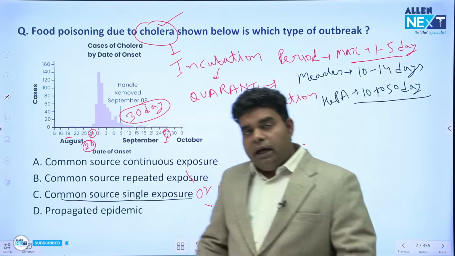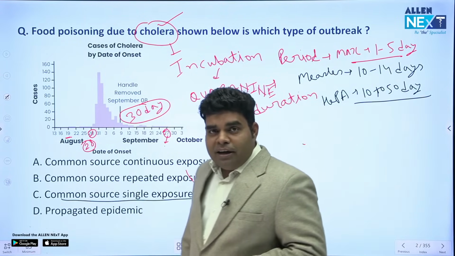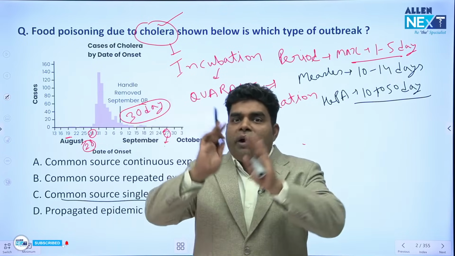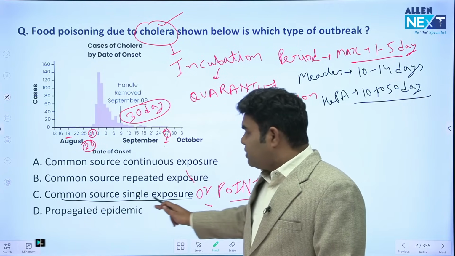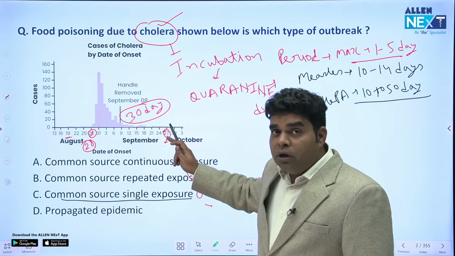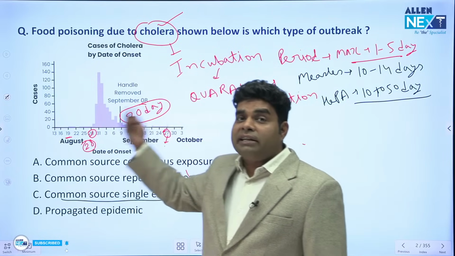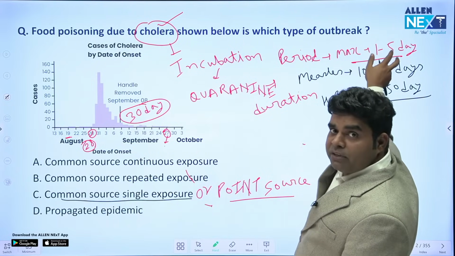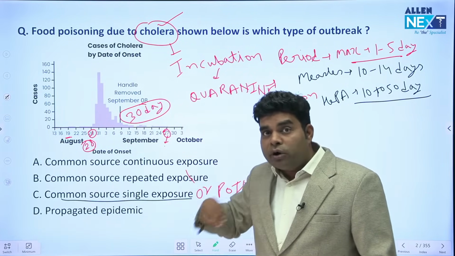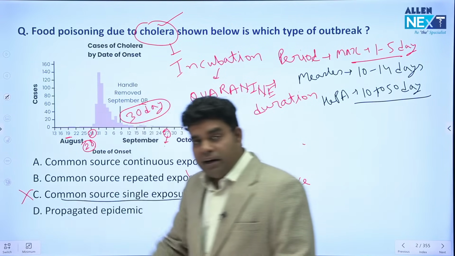So do all cases occur within one incubation period? कॉलरा का इंक्यूबेशन पीरियड है 5 दिन. अगर 5 दिन में सारे केस होंगे तभी हम इसको पॉइंट सोर्स कहेंगे या कॉमन सोर्स सिंगल एक्सपोजर कहेंगे. और यहां पे आप देख सकते हो कि केसेस 30 दिन तक हो रहे हैं, यानी इंक्यूबेशन पीरियड 5 दिन है, उससे ज्यादा टाइम लग रहा है. You can see the incubation period is 5 days and cases are occurring till 30 days. So the cases are taking more time than one incubation period. So it cannot be common source single exposure.